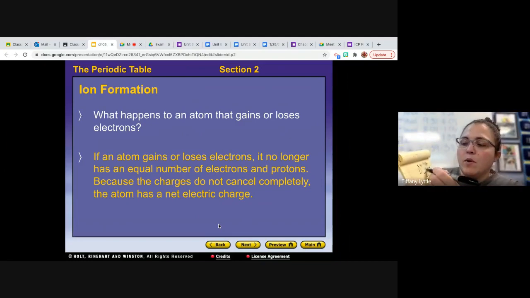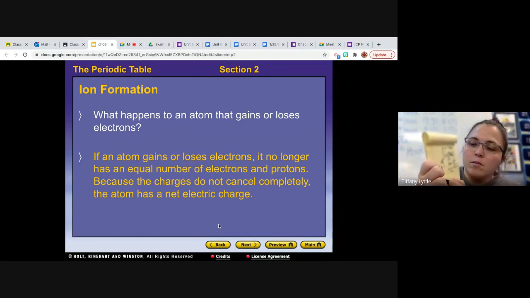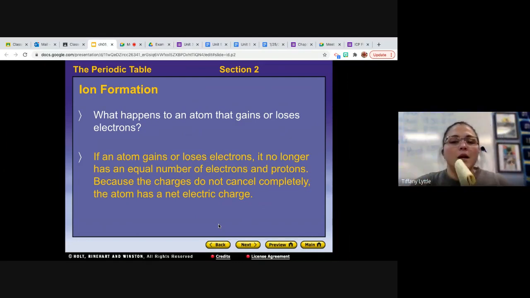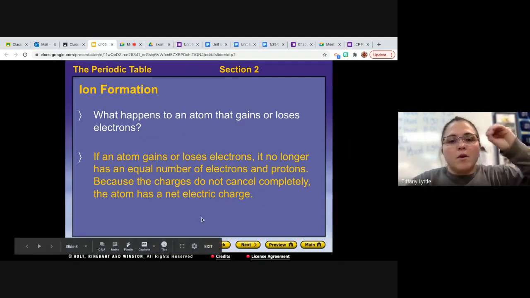Same as if it were to gain an electron. So it has 3 originally. If it were to gain an electron, now it's got 4 minuses, and it still has 3 protons, 3 positives. So now its net charge is going to be -1. And so if an atom gains or loses electrons, it will no longer have an equal number of protons and electrons, no longer have a 0 charge.